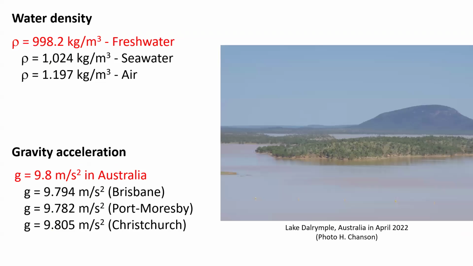The water density is typically about 1,000 kilograms per cubic meter, with values for both freshwater and seawater shown here, with seawater being slightly denser than freshwater. In comparison, the density of air is about 1.2 kilograms per cubic meter. The gravity acceleration is about 9.8 in Australia, but it varies around planet Earth.